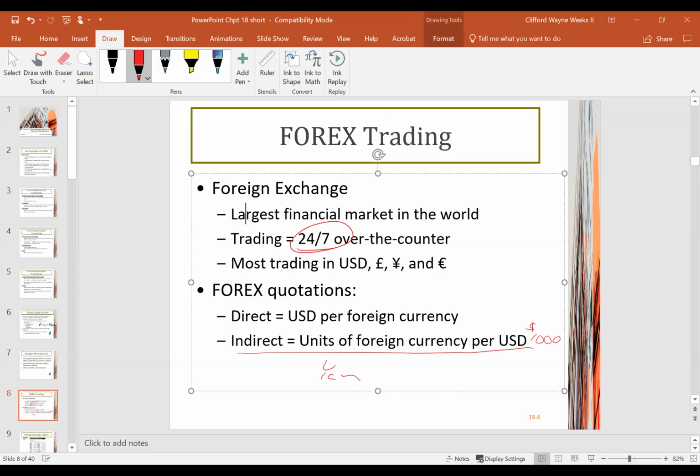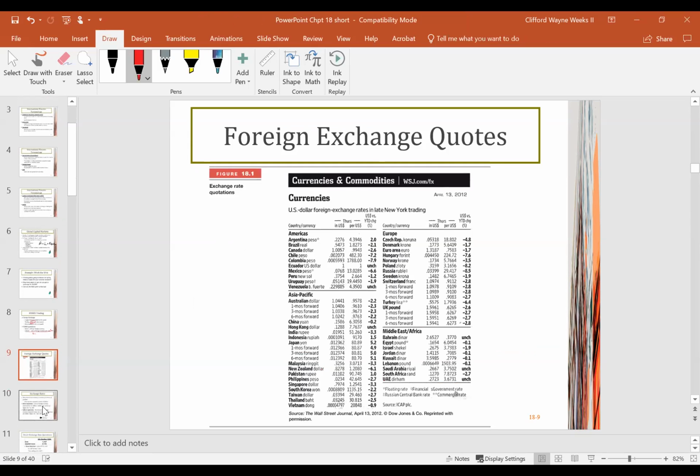that converted into 107,609 yen. So understanding direct and indirect, again, will be a step that you'll need to be able to understand and apply.